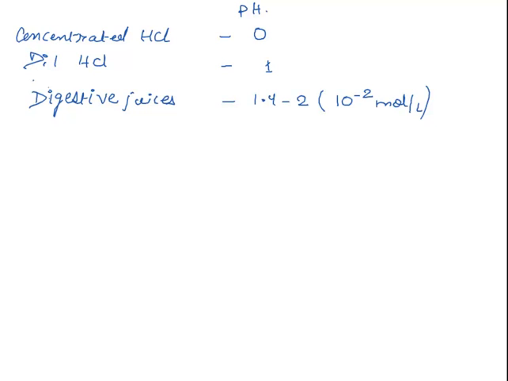Likewise, the pH of the intestine, where an enzyme like trypsin is present, is in the alkaline range.